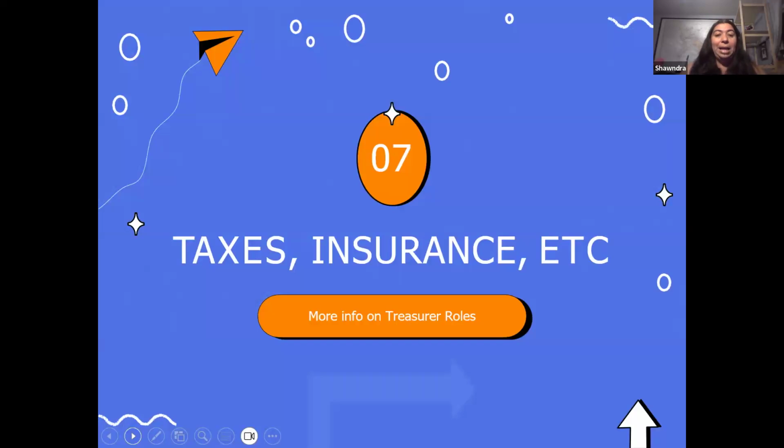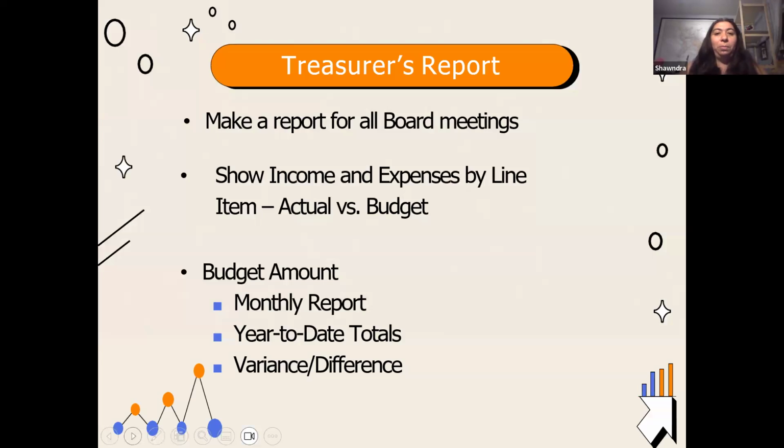All right. Taxes, insurance, etc. So I know there was a question on the 990 form, so we'll hopefully cover and answer that question here now. All right, so the treasurer's report. Every meeting you need to make a treasurer's report. You want to present that obviously at the board meetings as well as your other meetings to your entire membership. You want to show income and expenses by line item, actual versus budgeted. And then your budget amount, you want to talk about the monthly report, year-to-date totals, and the variance and differences.